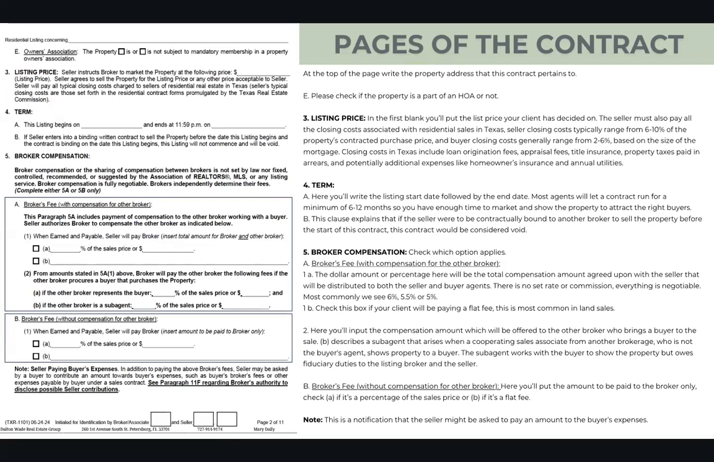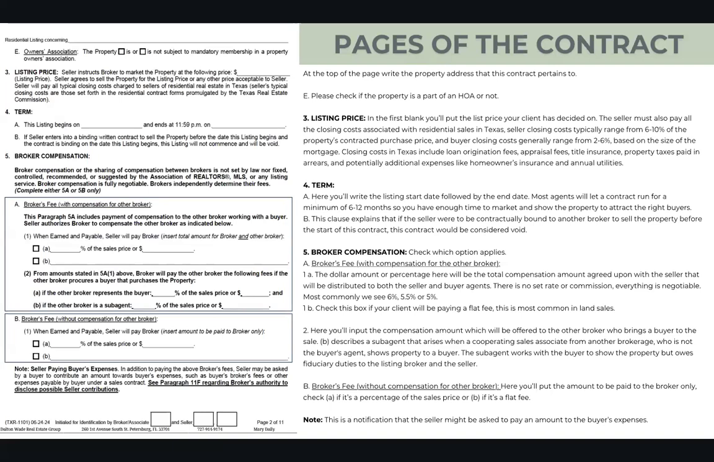There is no set rate or commission. Everything is negotiable. And then 1B, you'll check the box if your client will pay a flat fee, and this would be most common in land sales. Number 2, here you'll input the compensation amount, which will be offered to the other broker who brings a buyer to the sale, if the seller is indeed offering compensation to the buyer's broker.